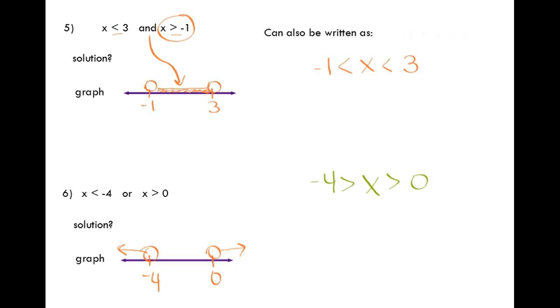So when you see them facing to the right, that's an "and" statement. And when you see them facing the left, that is an "or" statement.